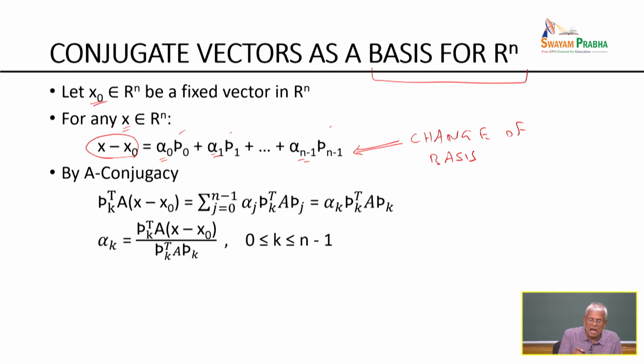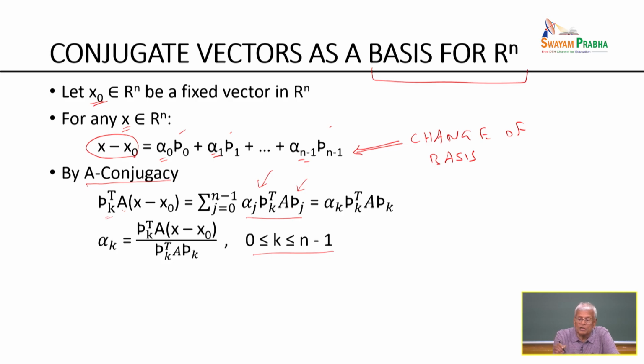To do that, what do I do? I want to exploit the property of A conjugacy. How do I exploit it? You multiply both sides by the matrix A. Then you multiply both sides by the vector pk transpose for some k running from 0 to n minus 1. So, pick a k and multiply both sides by pk transpose A, applied to x minus x naught. I get a summation over j. Please remember, pk is fixed, j varies. So this summation becomes alpha j pk transpose A pj.